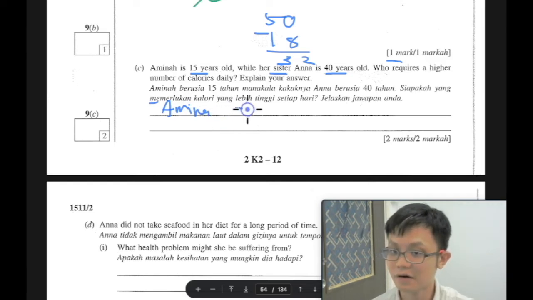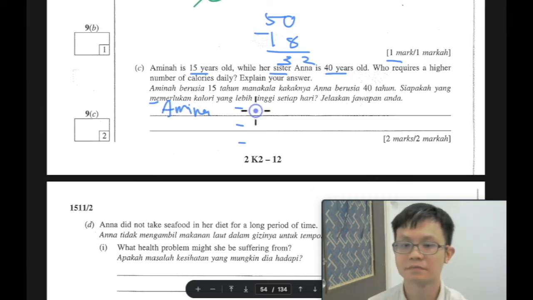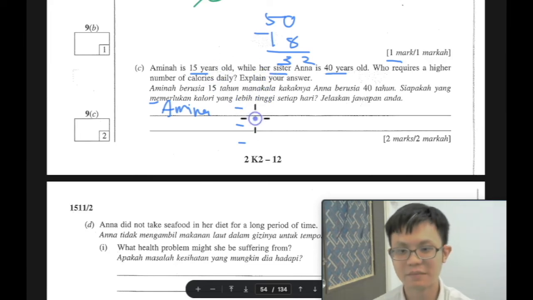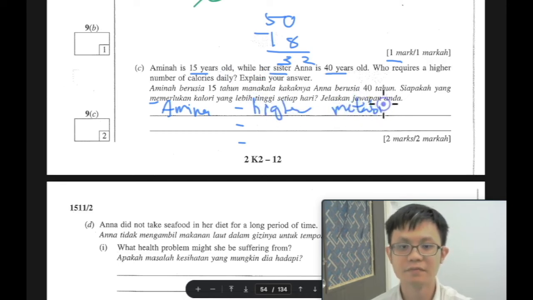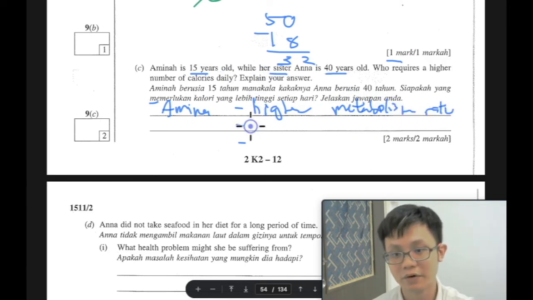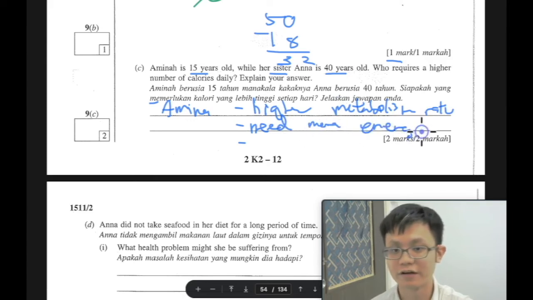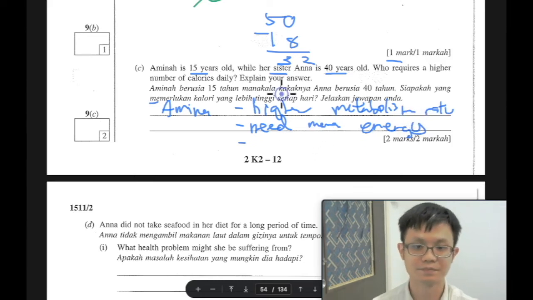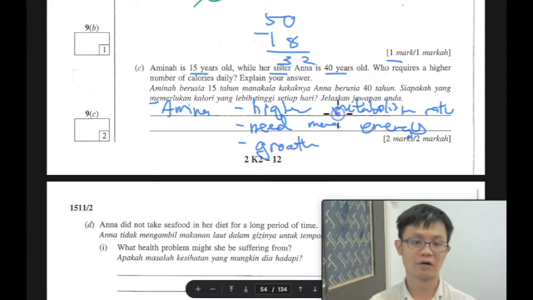Some more? She needs more nutrients to help her grow healthier. Yes. Okay, maybe we can say because she's young, she has a higher metabolism rate. She's still young, so she needs more energy. She needs more energy, therefore she requires more calories. Or maybe you can say for growth. She is at the age of growing.